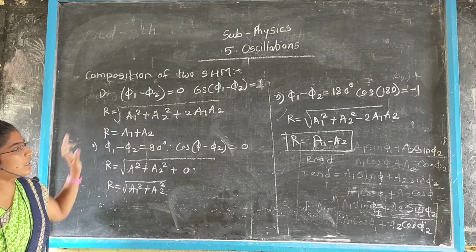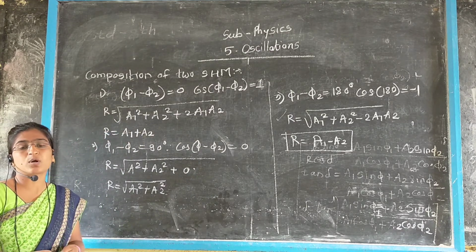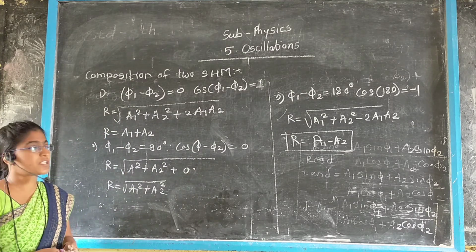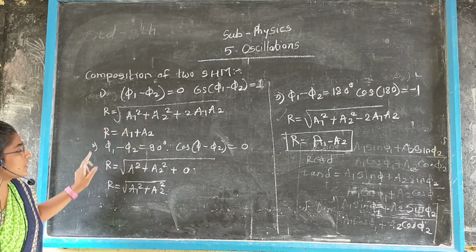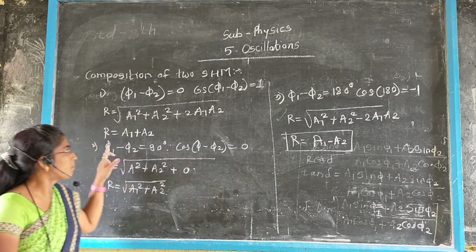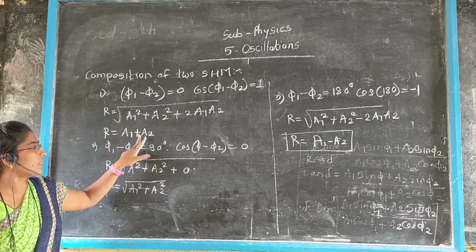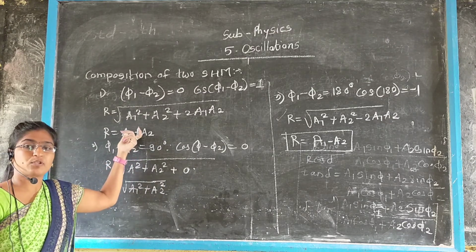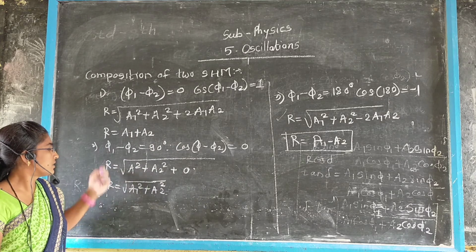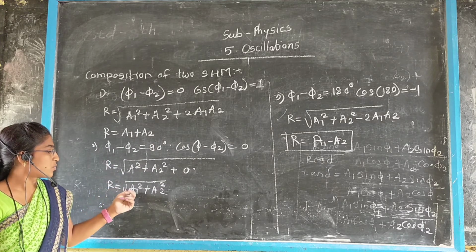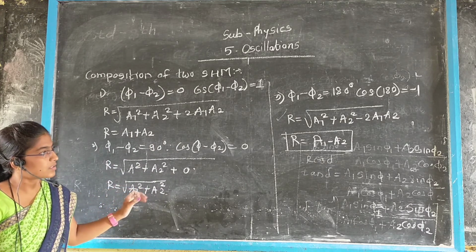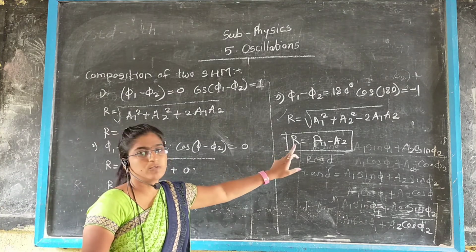In this way we get the resultant amplitude of the composition of two SHM, and these are its three cases. In the first, r is equal to the addition of the amplitudes of both SHM. Second one, squaring and adding and taking the square root. Third one is the subtraction of the two amplitudes.